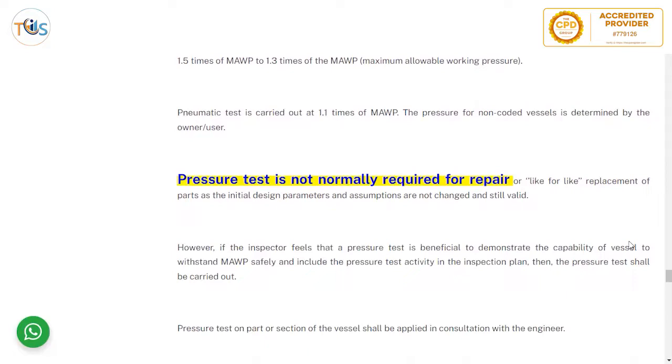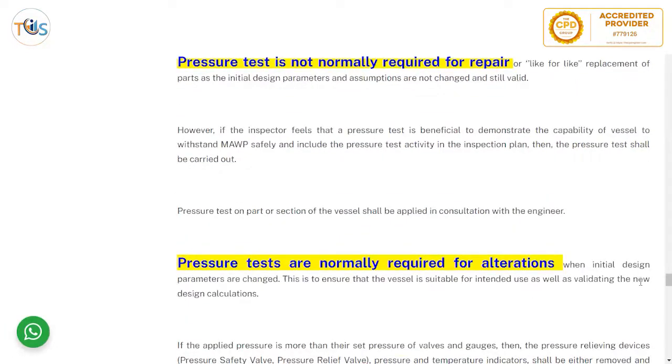However, if the inspector feels that the pressure test is beneficial to demonstrate the capability of vessel to withstand maximum allowable working pressure safely, he may include the pressure test activity in the inspection plan. Then the pressure test shall be carried out. Pressure test on part or section of the vessel shall be applied in consultation with the engineer. So remember, if you decide to do the pressure test, consult with the engineer as an inspector.